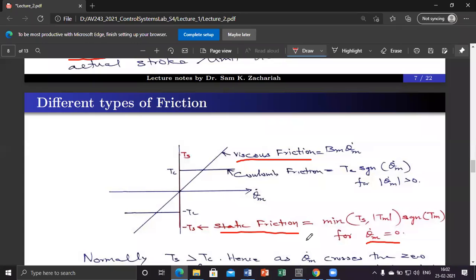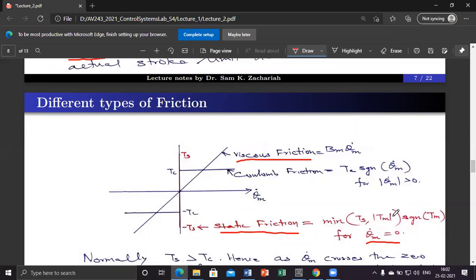And as you increase your pulling force, the friction also increases. If you are not pulling, there is no friction force. This process will continue until your pulling force exceeds the upper limit of the static friction. That is denoted by Ts. The actual static friction force will be the minimum of Ts and your applied force.